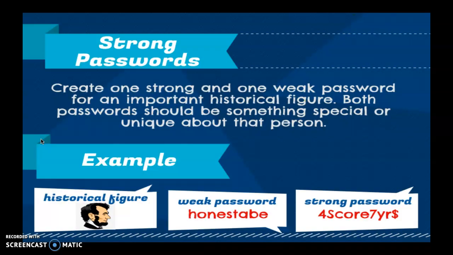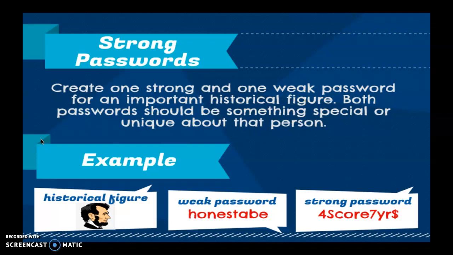So an activity to end it that we would do with our student is we would say create a strong password and a weak password for an important historical figure. Both passwords should be something special or unique about that person. And our example is Abe Lincoln. A weak password would just simply be Honest Abe. It's just his name, obviously his nickname. There's no numbers, no special characters, nothing.